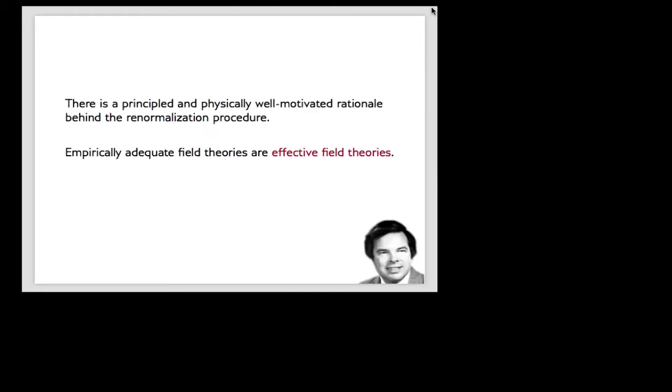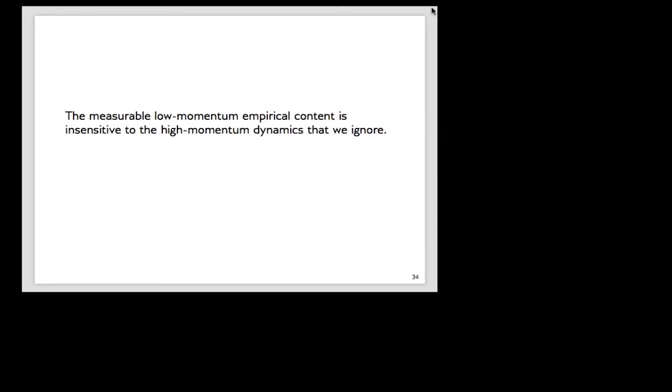But fortunately, in the late 1960s and early 1970s, Ken Wilson comes along and shows that there is in fact a principled and physically well-motivated rationale behind the renormalization procedure. And the idea that comes from this work is that the empirically adequate field theories are supposed to be construed as effective field theories. The idea of an effective field theory is just that the measurable low momentum empirical content is insensitive to the high momentum dynamics that we ignore when we impose this ultraviolet regulator.